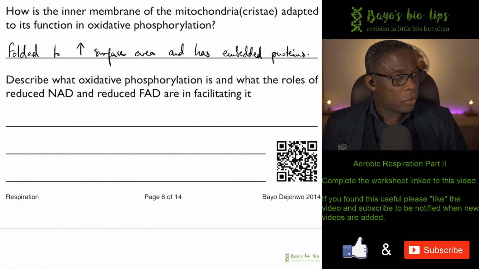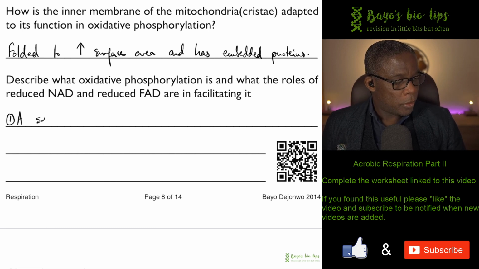So describe what oxidative phosphorylation is and what the roles of reduced NAD and reduced FAD are in facilitating it. So oxidative phosphorylation, as the name suggests, is a process that brings about the phosphorylation of ADP to ATP by coupling it with a series of redox reactions.